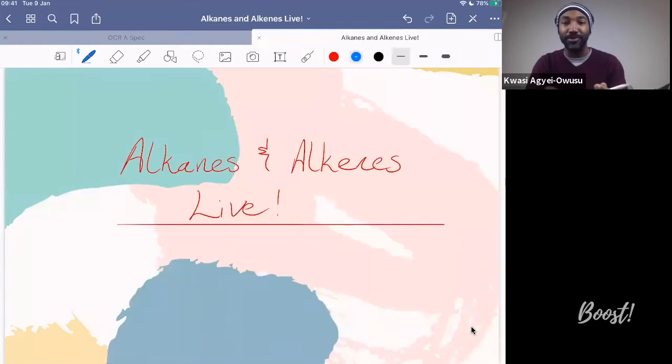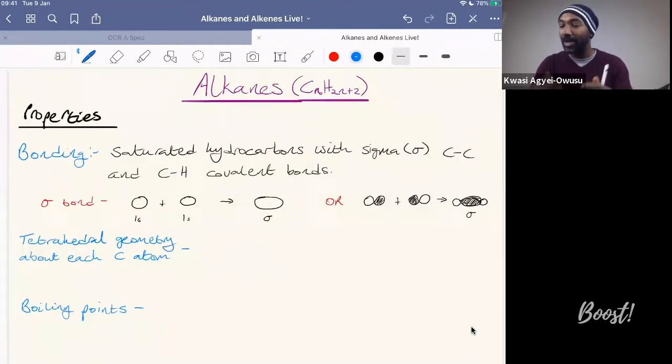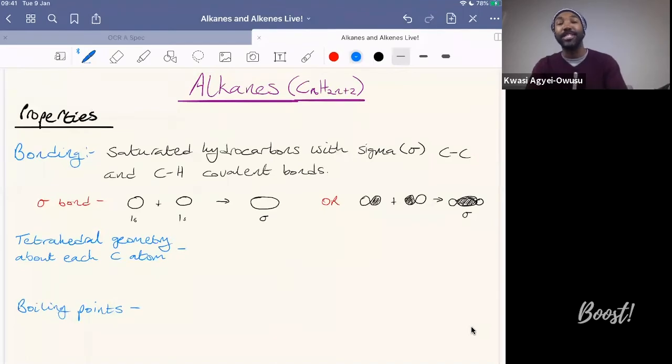You should be able to see my start screen, alkanes and alkenes live. We're going to start by looking at the properties of these homologous series. The alkanes, of course, you know to have the general formula CnH2n+2. And we can also define them as being saturated hydrocarbons.